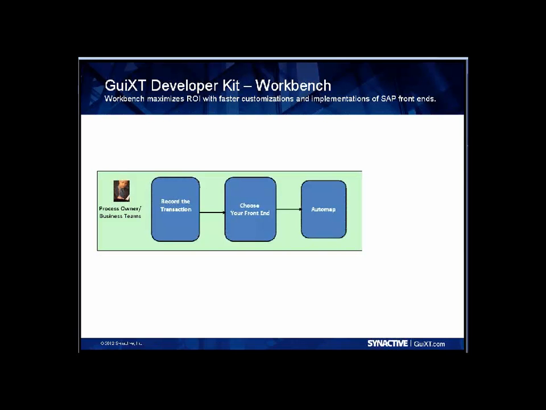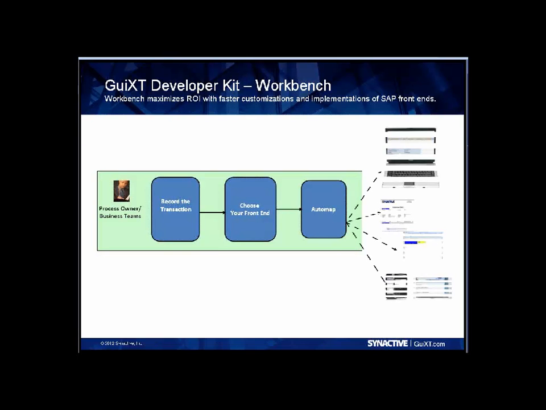You record the process, you choose the front end, which is the environment where you want to render the simplified screen, and then you automap or create the script. It's a simple process, and you can render the Workbench created screens to either a desktop or to a mobile device, or take it offline.